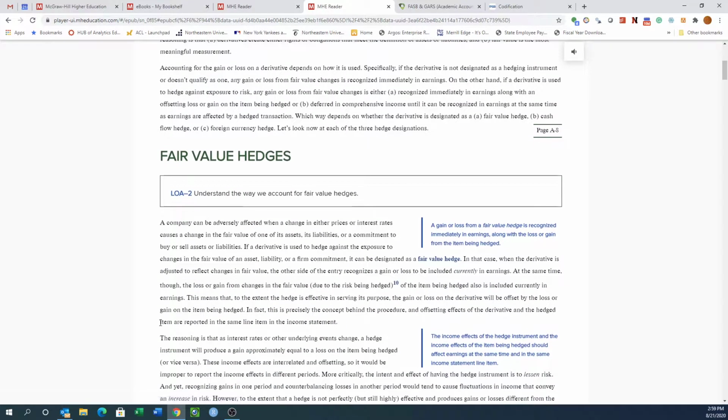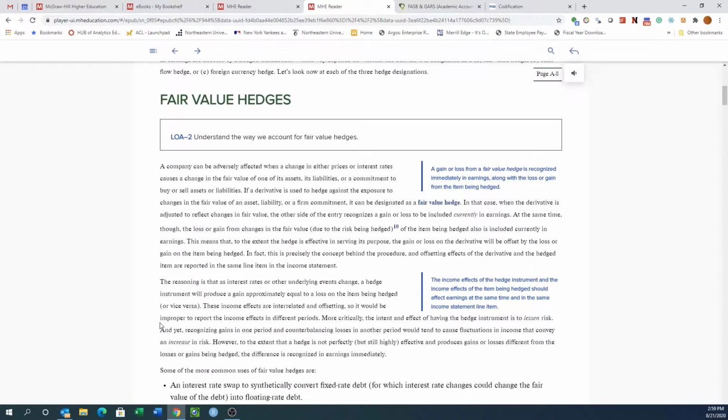It goes on to talk about the different models of hedge accounting, which we will also talk about. And I strongly recommend you look at this because it is a generalist view of these particular models. And this is in the Spiceland book in Appendix A.